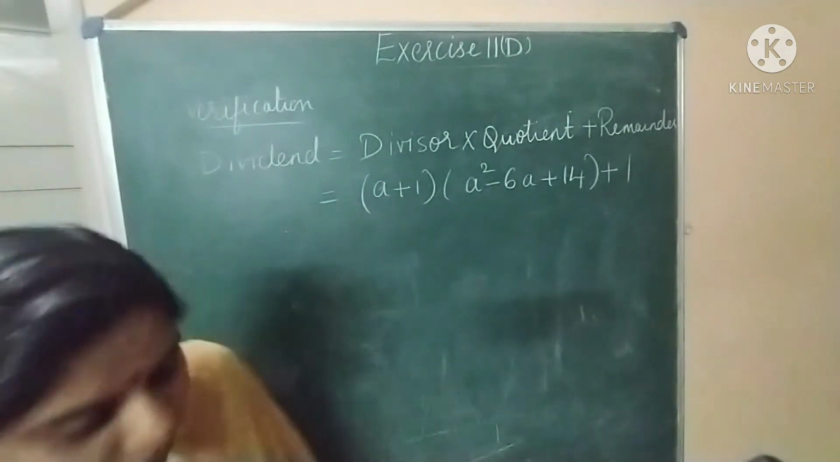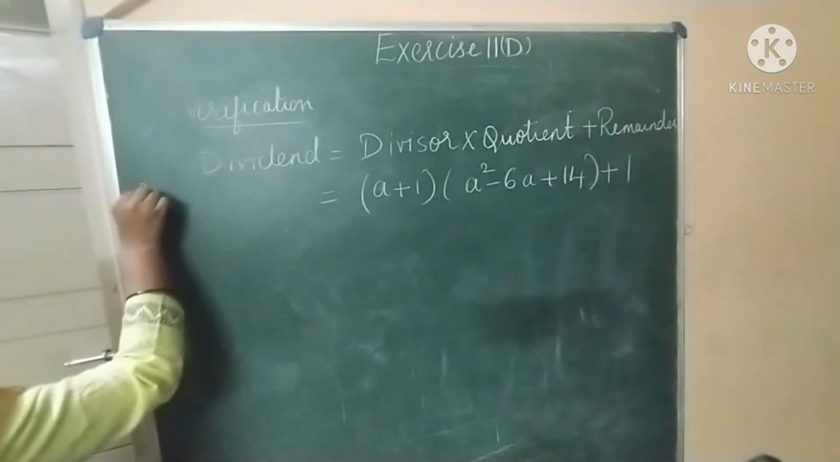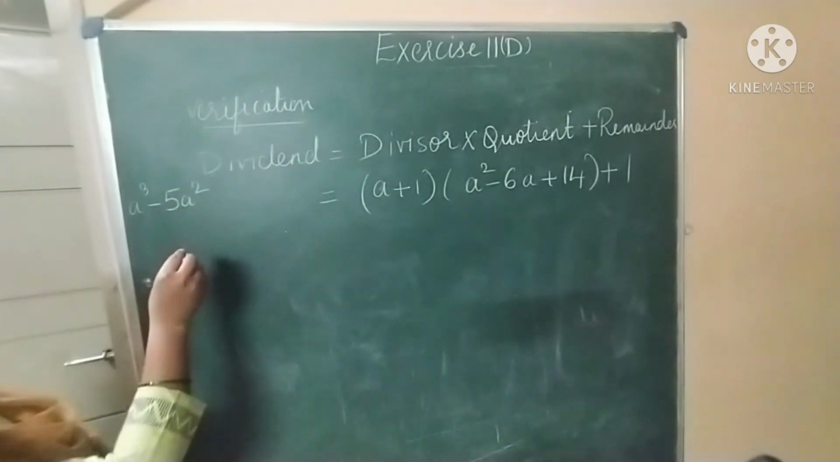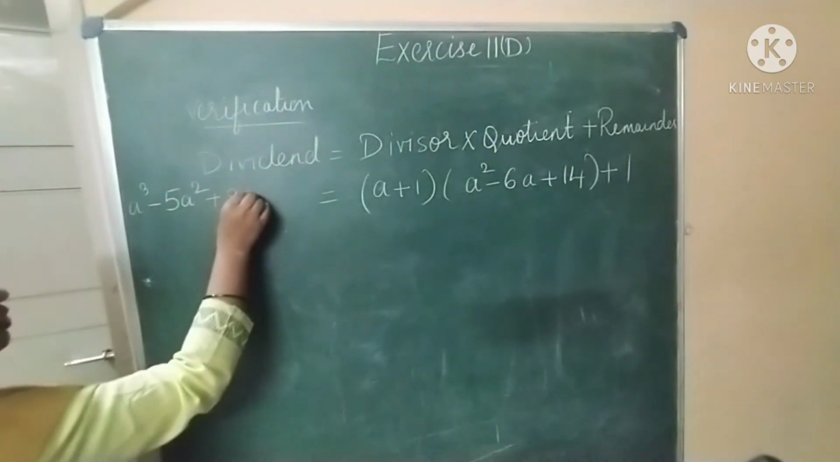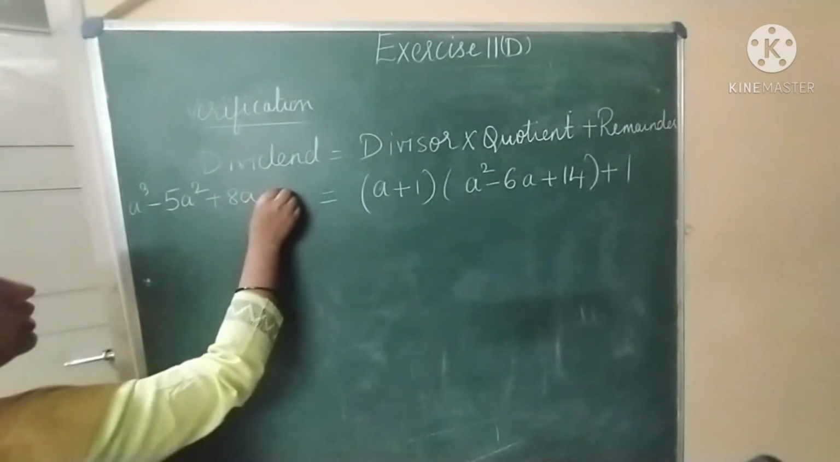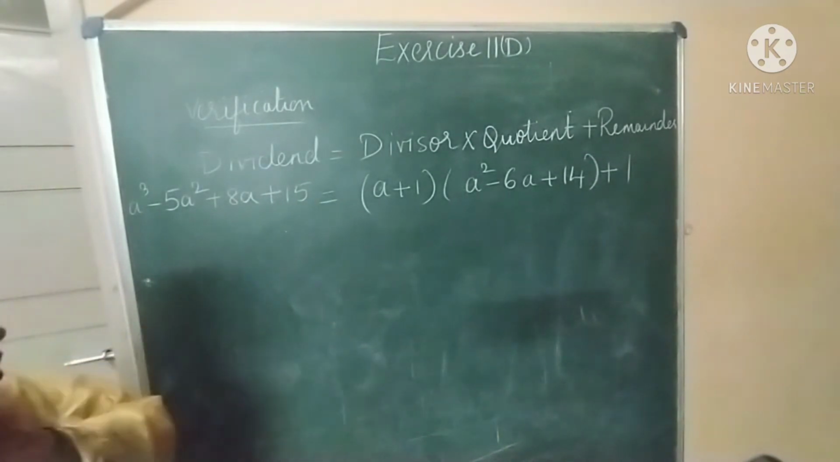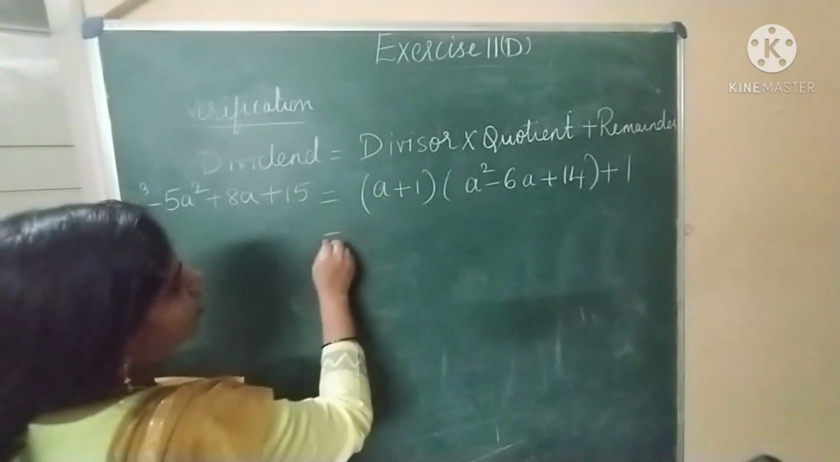What is the dividend here? It is a cube minus 5a square plus 18a plus 15. Okay, this is the dividend. This is the dividend we have to get. I have to check whether LHS is equal to RHS. We will start working on this.